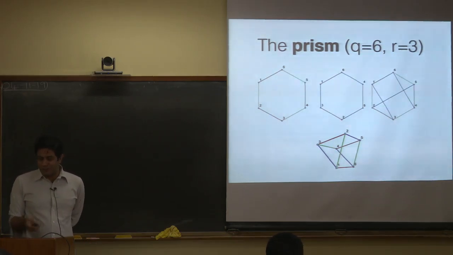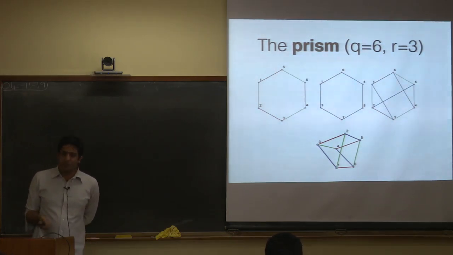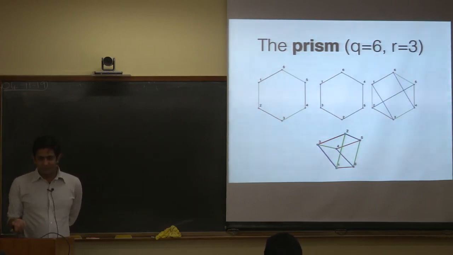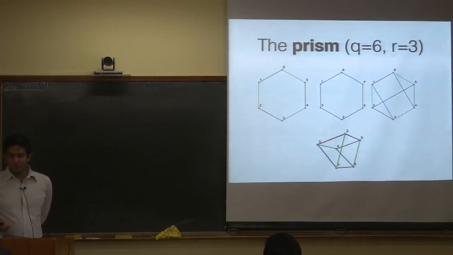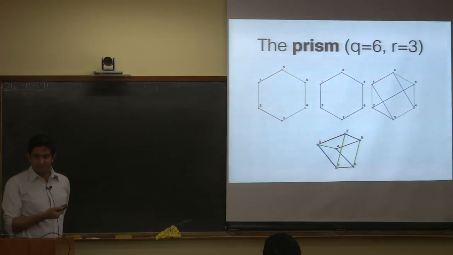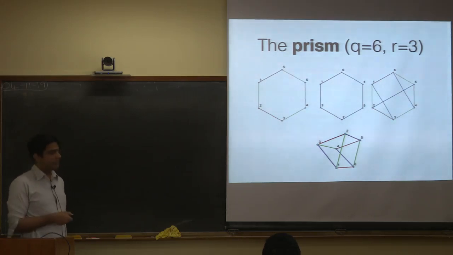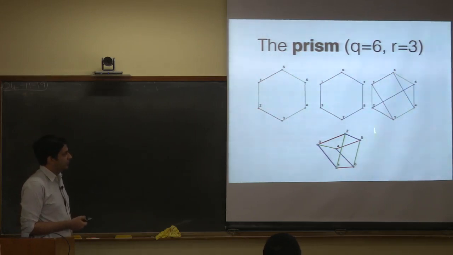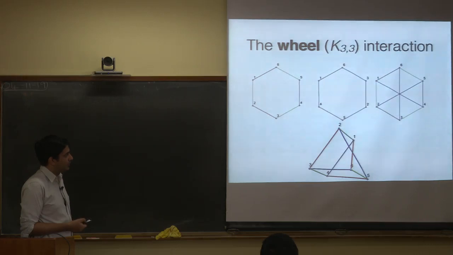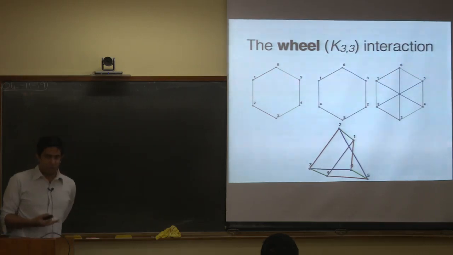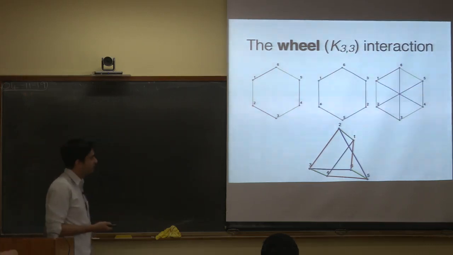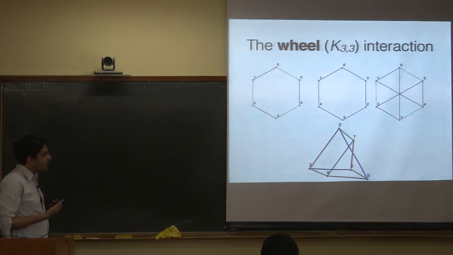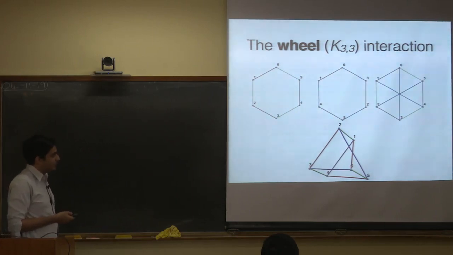So you can look at all the ways of adding blue edges and check whether that property holds. There's not too many ways to check, so it's just a few cases. The two possible ways of constructing the R equals 3 single trace are either this prism or this wheel, or they'll be equivalent to these by some permutation. So these are the only R equals 3 maximally single trace Q equals 6 interactions.